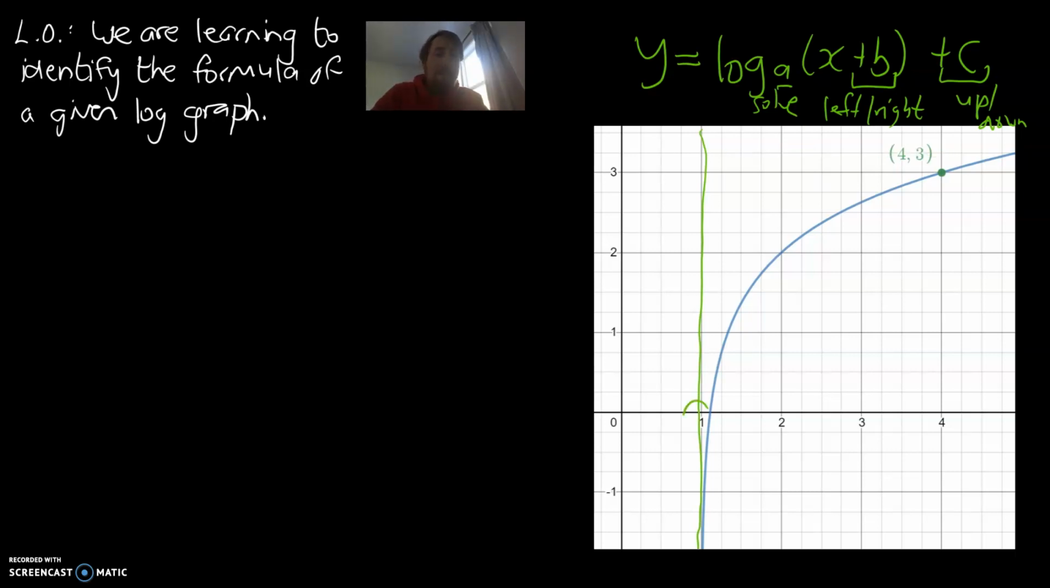So what that means is our graph has been moved. Our asymptote is normally at 0, and that's been moved across by 1 unit to positive 1, which means that the b value is going to be negative 1. And just going to change pen color.